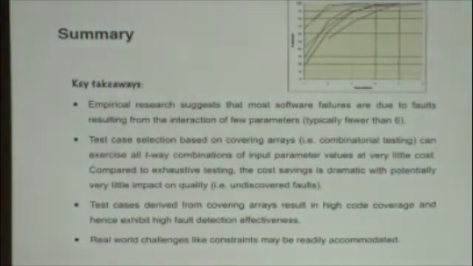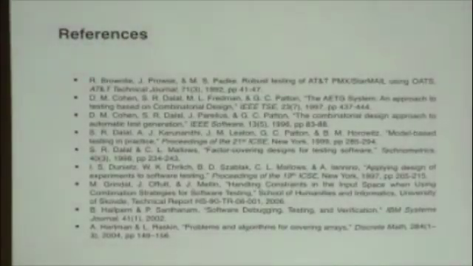So some research that I've done many, many years ago was on this business of fault detection effectiveness, where I was looking at things like code coverage and the relationship between code coverage and fault detection effectiveness. As it turns out, research going on now says that test cases derived from covering arrays result in high code coverage, and hence exhibit high fault detection effectiveness. Stands to reason when you think of what they are. And real world challenges like constraints can be handled as well. And that's it. Any questions?